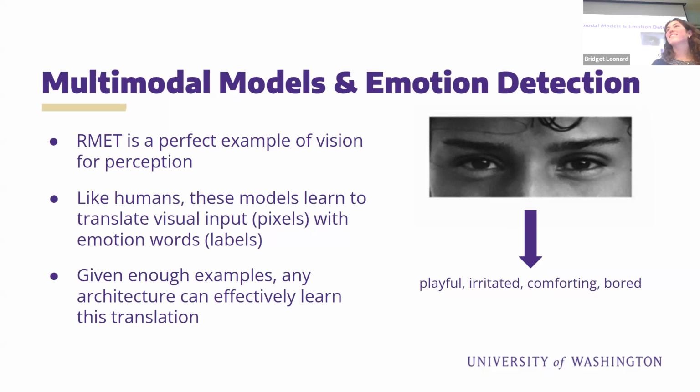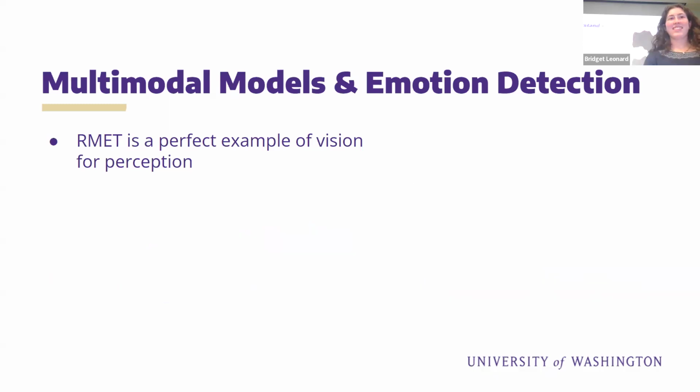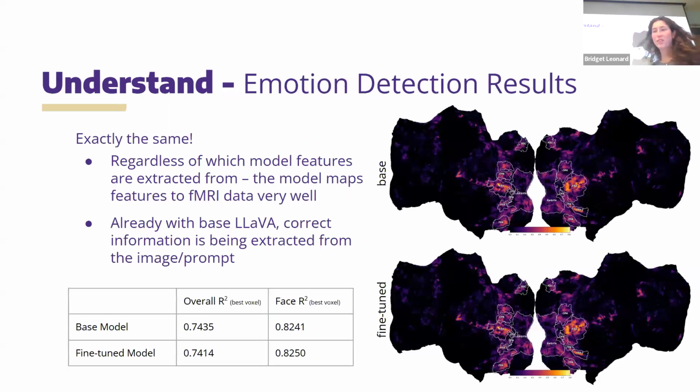Yeah. The question is curious what the range is here. Yeah, good question. So it goes from 0 to a little above 0.8. Yeah. So the areas in bright yellow, which are mostly like the FFA and the EBA, are the best predicted areas. And those are just like face and body areas. So that makes sense with the model we're testing.